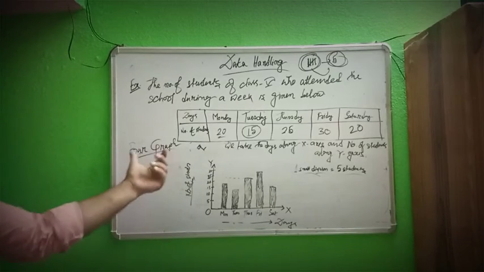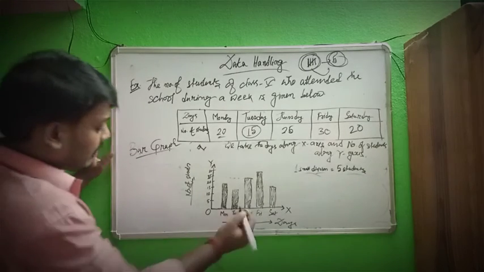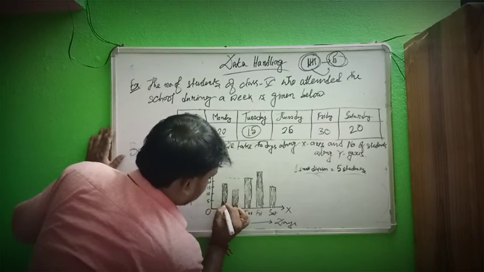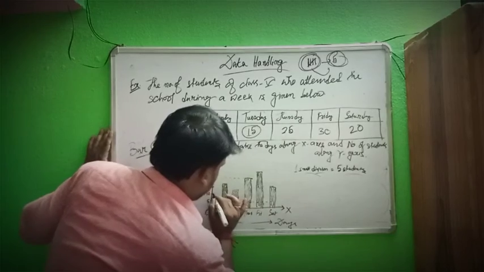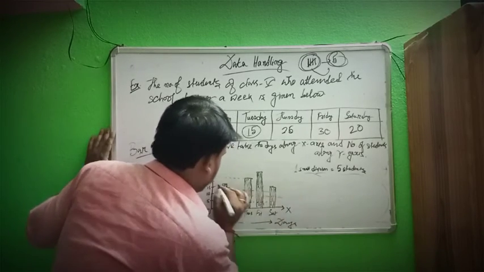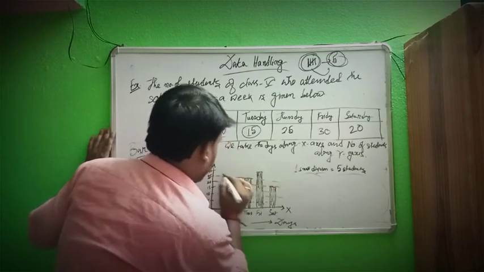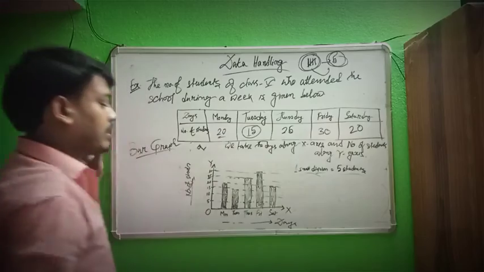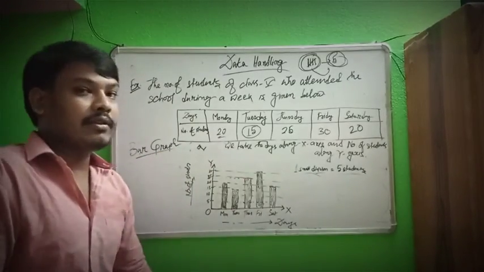Okay. These types of figures come when you draw the bar graph. And in graph paper, this type of line is drawn: 15, 20, 25, 30. This type of line is drawn in your graph paper. So it is the procedure.